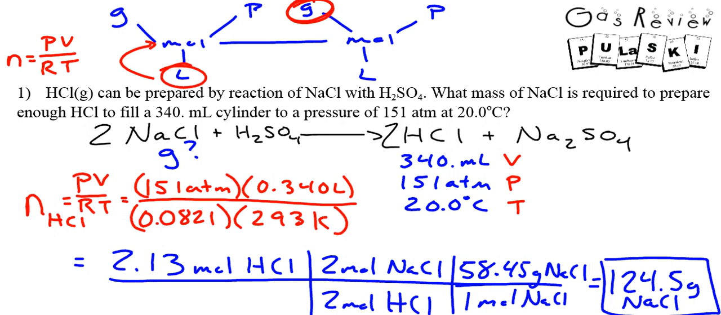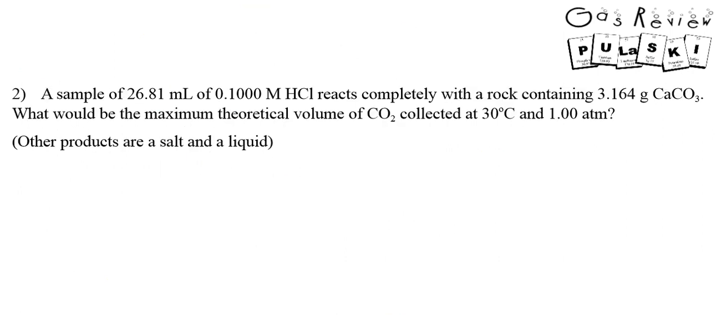All right, let's take a look at a different problem. Again, anytime, ask questions, please. Today's about that. A sample of 26.81 mL of 0.1 molar HCl reacts completely with a rock containing a calcium carbonate. What would be the maximum theoretical volume of CO2 collected at 30 degrees and 1 atm? Other products are salt and a liquid.